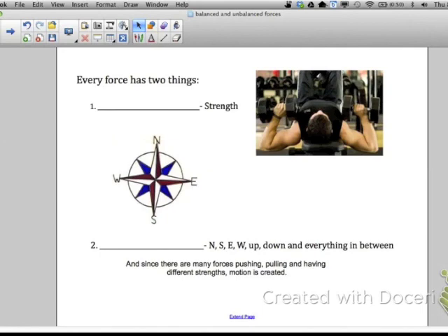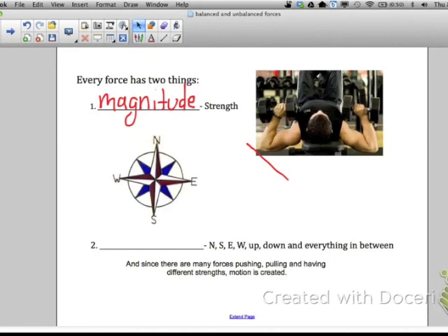And every force that we talk about has two things. It will always have these two. The first is the strength of it, which we call the magnitude. M-A-G-N-I-T-U-D-E, magnitude, which means how strong the force is, and our unit that we use is newtons.